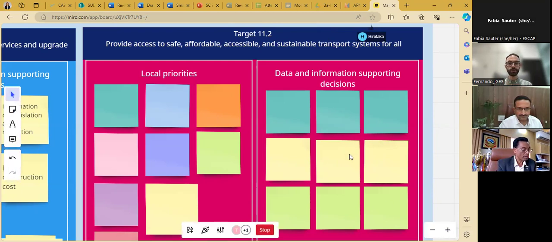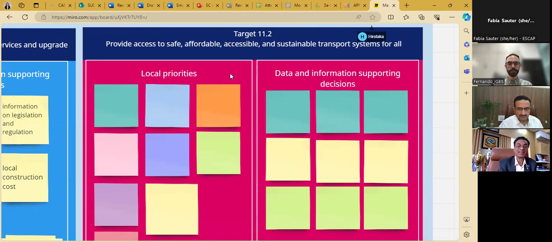So who wants to start this time? You can also take a couple of seconds to think, or we can follow the same order as we did with the first target. So anybody wants to go ahead?